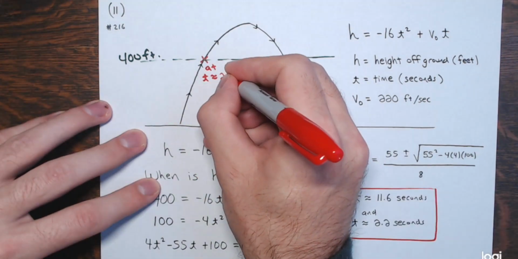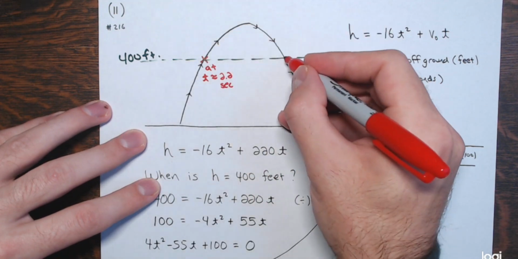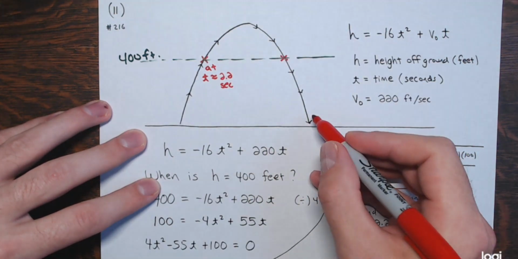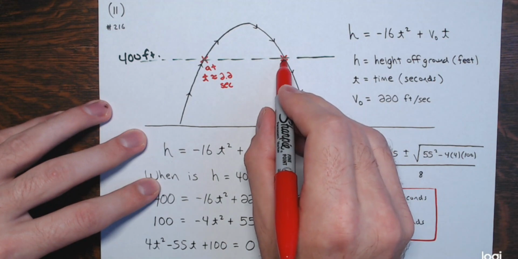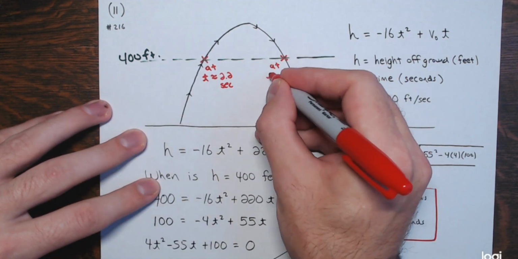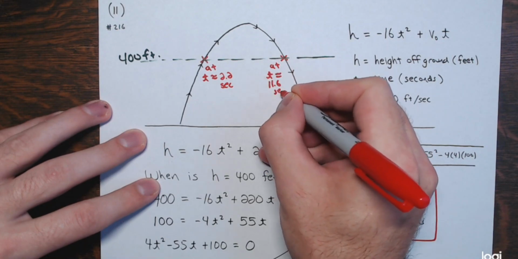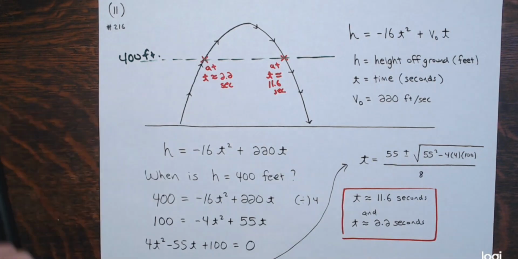That's the coming up. And then it goes up, and then it starts falling down, coming back down toward the ground. And it will again be at 400 feet coming down, and this is at t equals approximately 11.6 seconds. Right. So that's why there are two answers here.